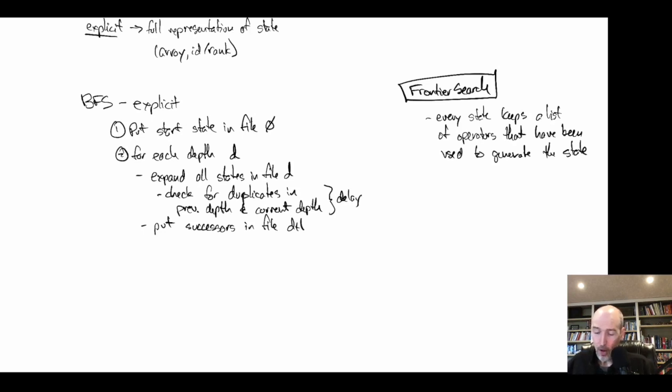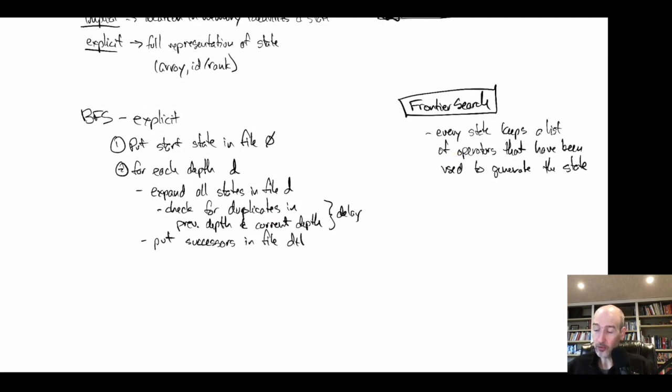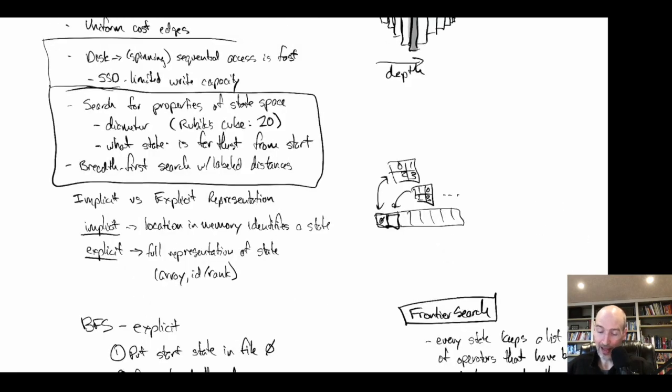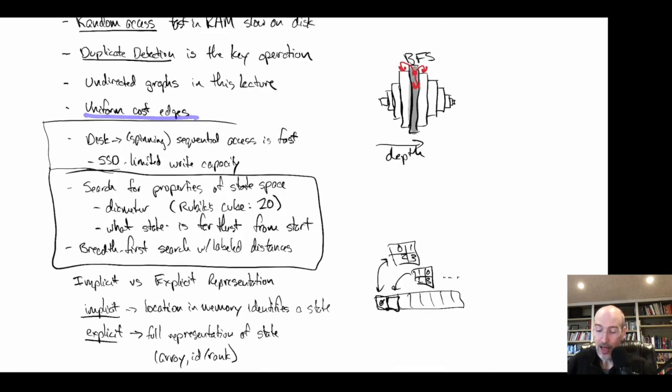So, okay, if we think about this, the idea of frontier search is we're going to keep a list of operators that have been used. With every state, we have an explicit state representation and an explicit list of operators that are forbidden because they'll take us back into states that have already been closed. What frontier search allows us to do is only keep the current depth in memory, and we don't have to worry about going back and checking previous depths. But again, this is only going to be effective with a state space that has uniform cost edges and undirected graphs, and that's what we're looking at in this context.